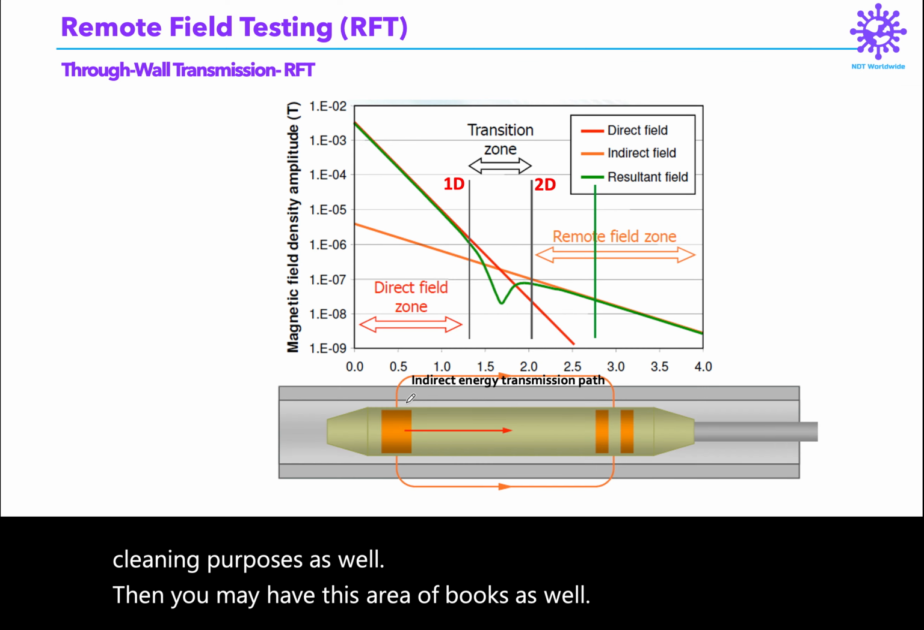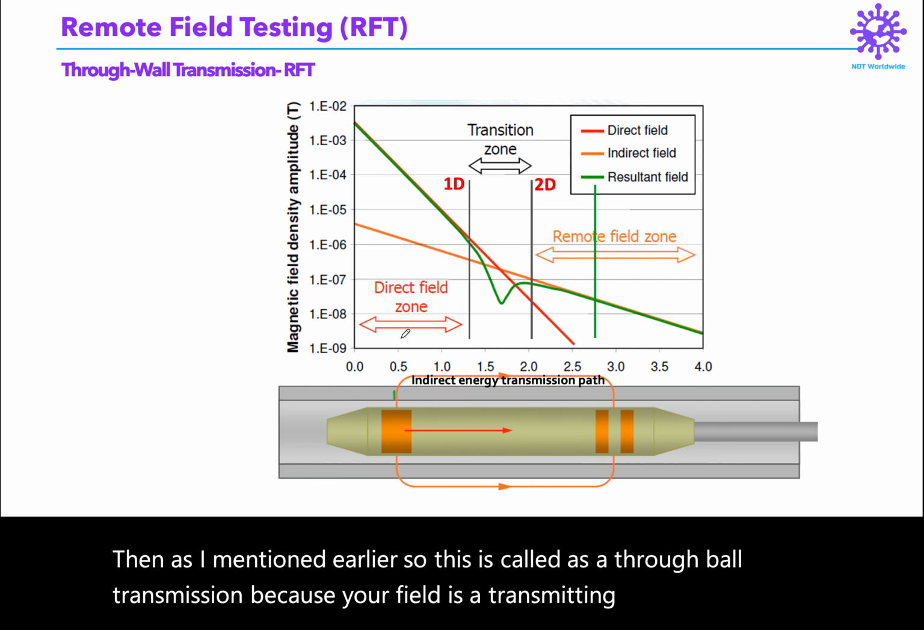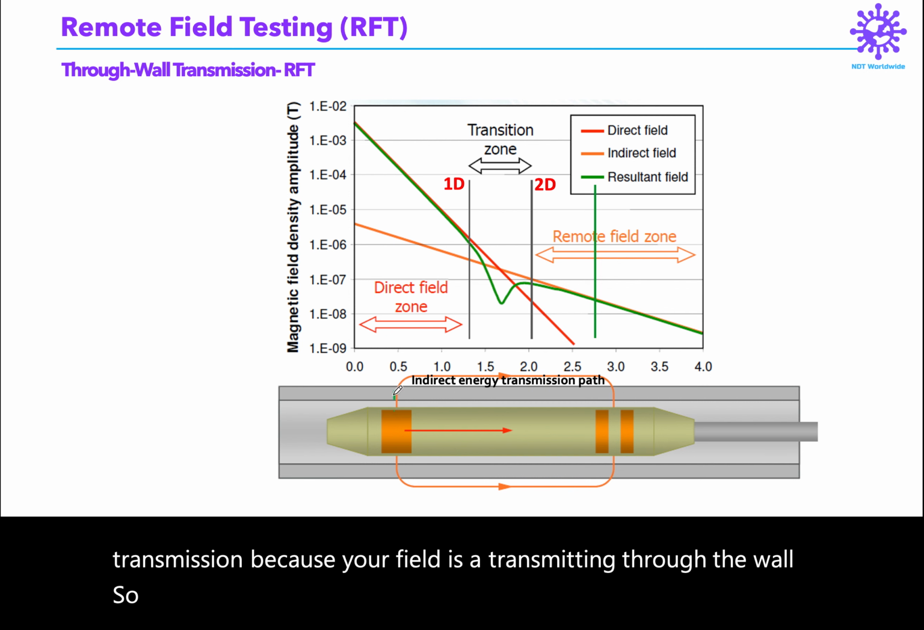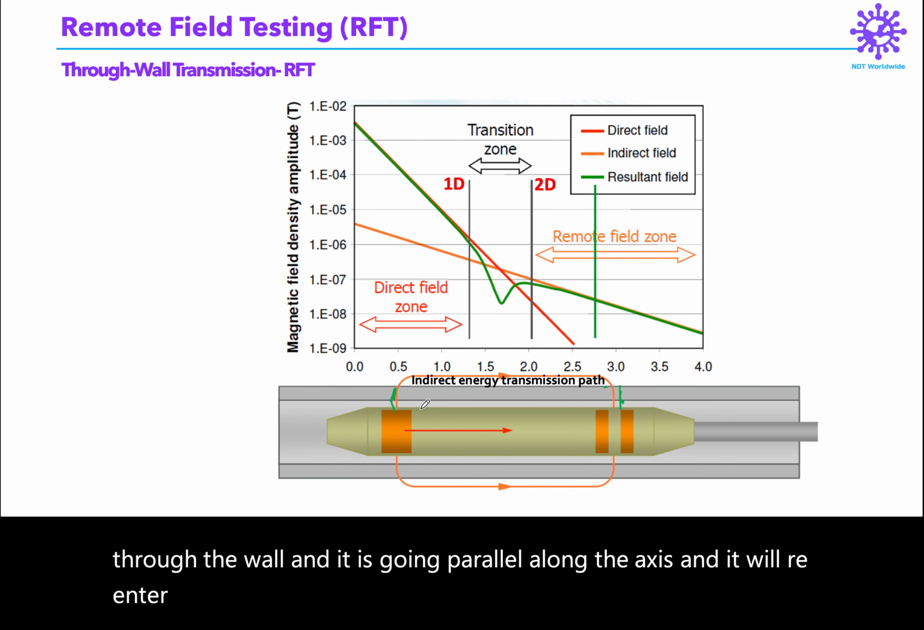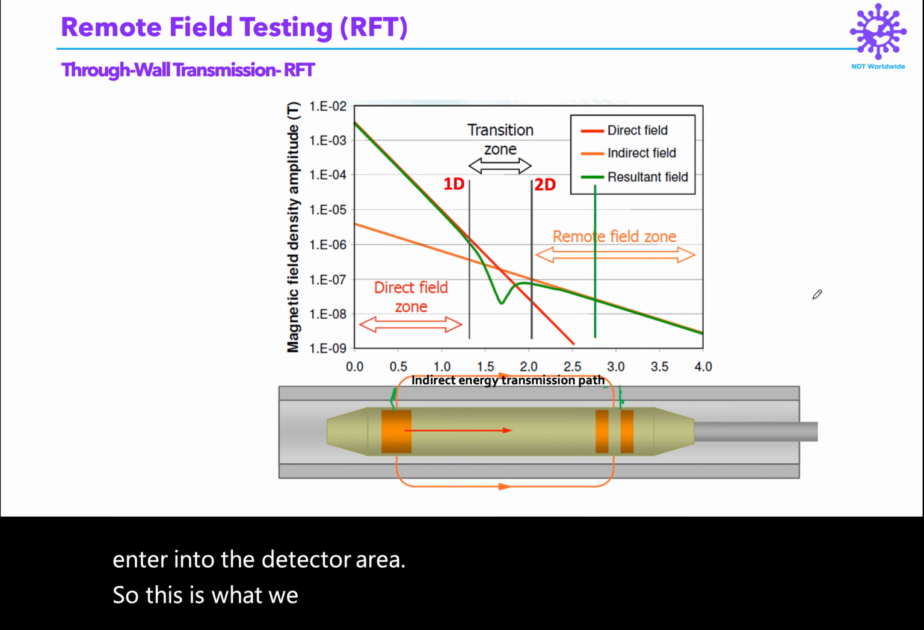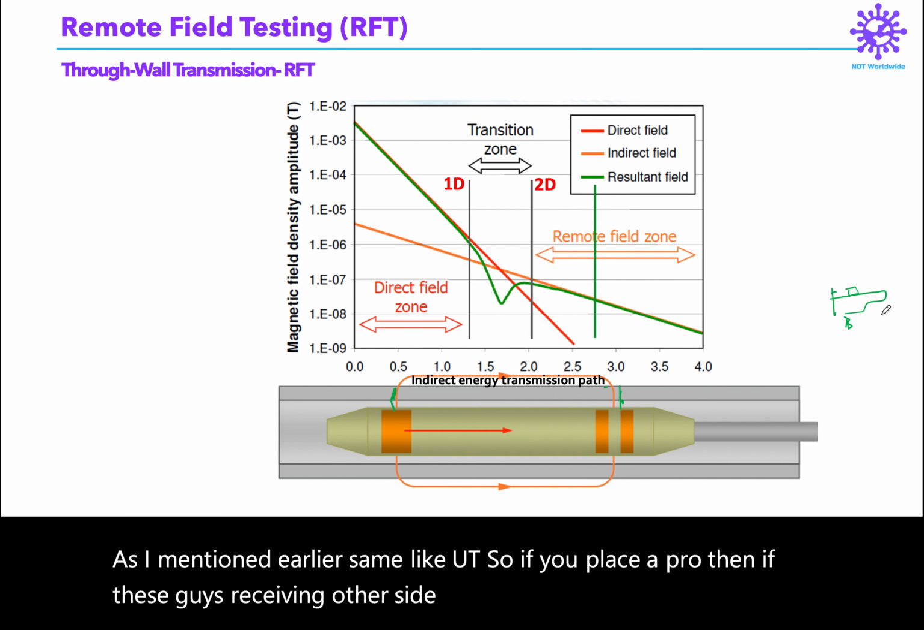Then as I mentioned earlier, this is called through wall transmission because your field is transmitting through the wall. The field goes outside, transmits through the wall, travels parallel along the axis, and re-enters the detector area. This is what we call through transmission, same like UT. If you place a probe and the other one is receiving on the other side, you can claim that it is transparent, easily transmitting.